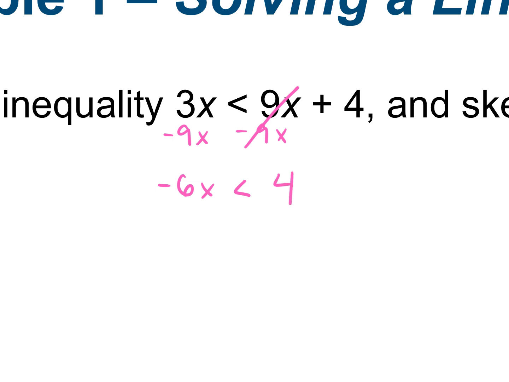How do I get the x all by itself? Divide by negative 6. And what did we say we have to do if we divide by a negative number? We flip the inequality. So instead of being a less than, it now flips to a greater than. The negative is going to be now on the right side. If you divide or multiply by a negative number, you have to flip the inequality. How could I simplify 4 over 6? So it'll be negative 2 over 3.